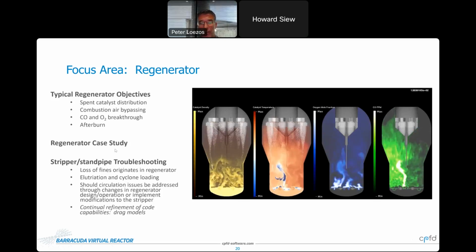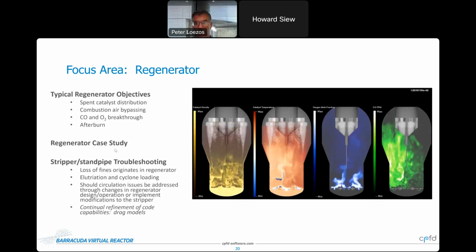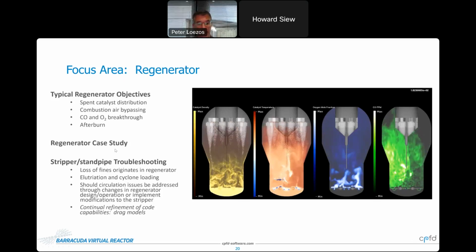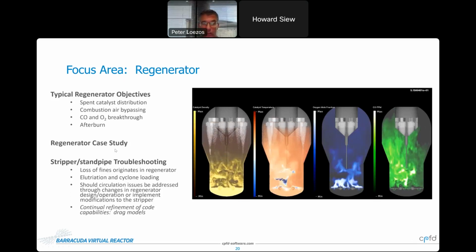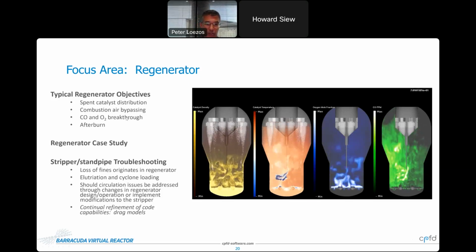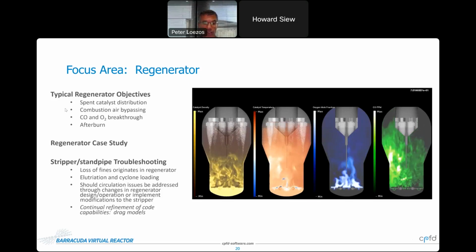What the refiner felt is that the loss of fines did originate in the regenerator. So again, they came to us for help in understanding what the root cause of that was and to evaluate various design options. So we did verify, and that was consistent with what they believed, that this fines loss was due to excessive elutriation and cyclone loading. And where's the refiner today? They're trying to understand if the circulation issues should be addressed through changes in the regenerator design and operation, or should we implement the modifications to the stripper that we showed you earlier.